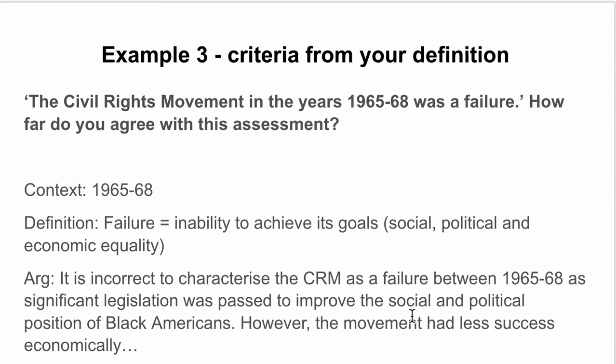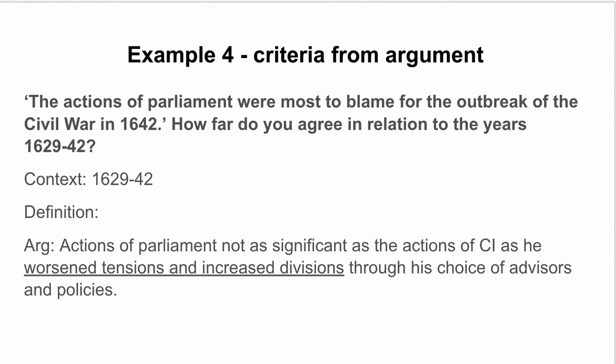So your argument then could be, it is incorrect to characterize the civil rights movement as a failure between 65 to 68, as significant legislation was passed to improve social and political position of Black Americans. However, the movement had less success economically, and obviously you could develop that slightly more. So then within your paragraphs, you would talk about the extent to which the civil rights movement achieved its goals or not. So was it a failure or not? And then you come back to these ideas of social, political, and economic equality, because they were the goals. So that's your kind of criteria for judging it.